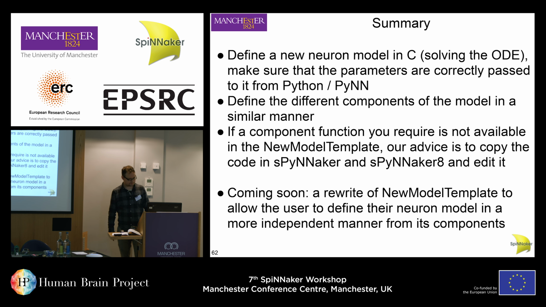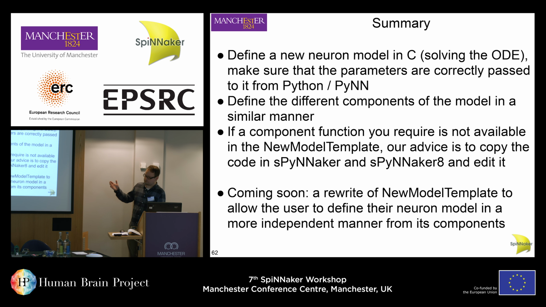So to summarize, the main place where you define your new neuron model is in the C code where you solve the ODE. You have to make sure that the parameters are correctly passed to it from Python. You do a similar thing for each of the different components in the model. So if there's a particular component function that we've not thought of here, it's not available in the new model template, our advice is to copy code in SpiNNaker and SpiNNaker 8 and edit that code.